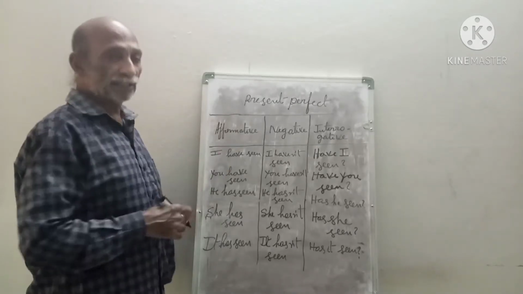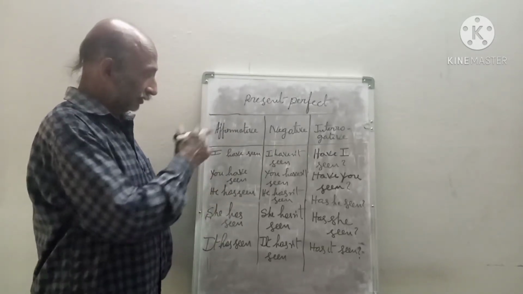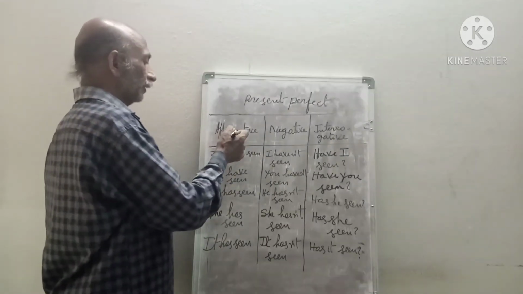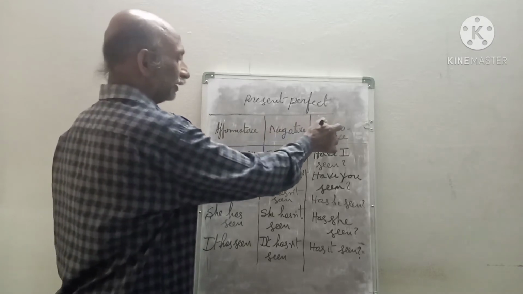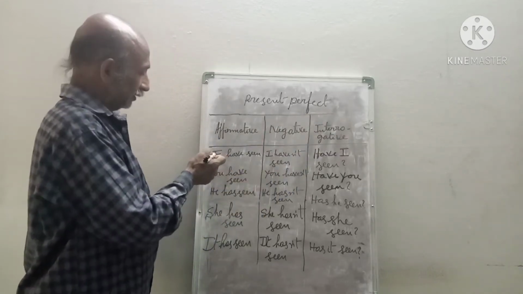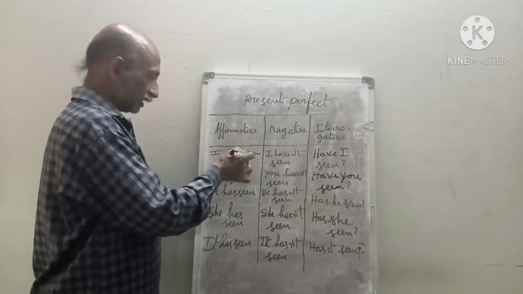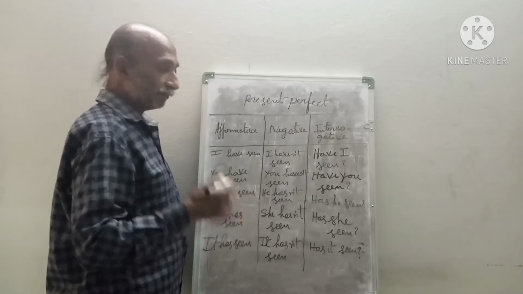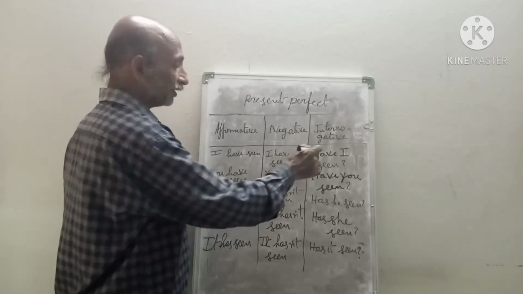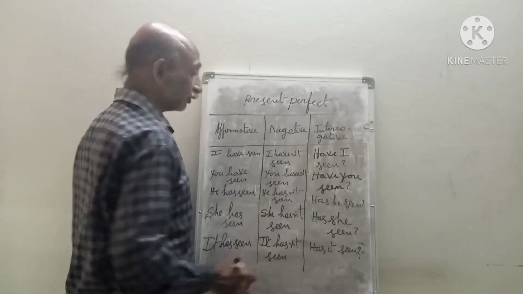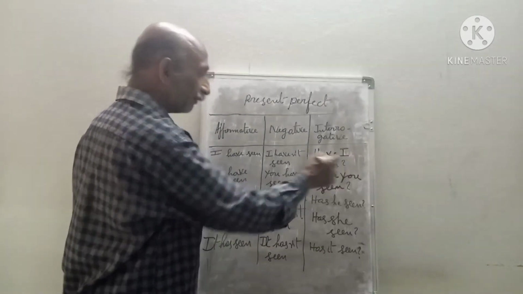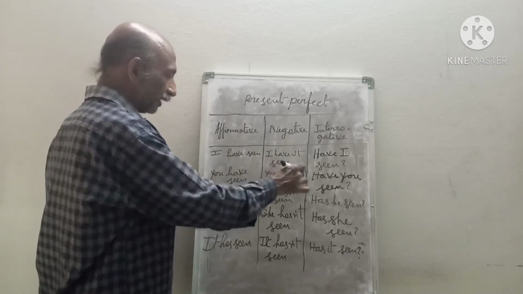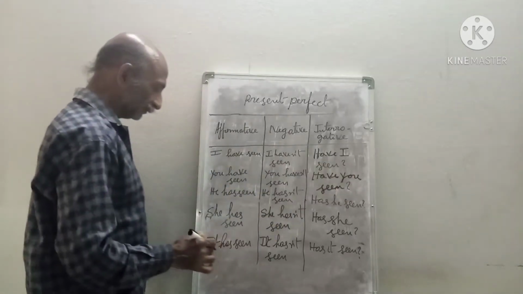Now, this is a table. All of you know that I write this kind of table for every tense: affirmative, negative, interrogative. For the subject I: I have seen, I haven't seen, have I seen? Because in a question, we always use the helping verb first, followed by the subject, and the subject is followed by the main verb. Next, second person: you have seen, you haven't seen, have you seen?